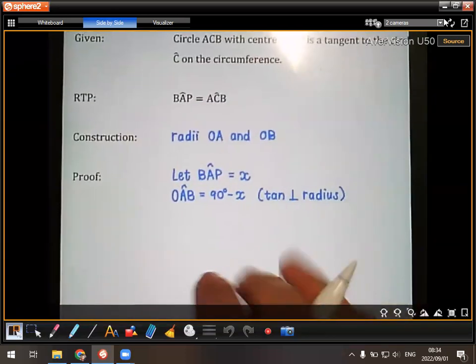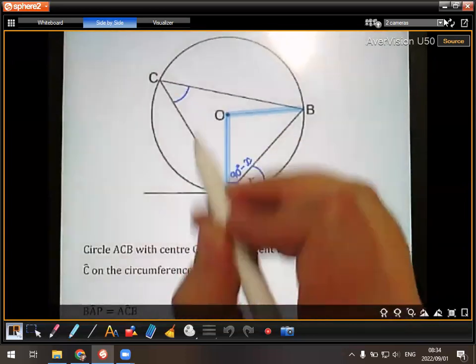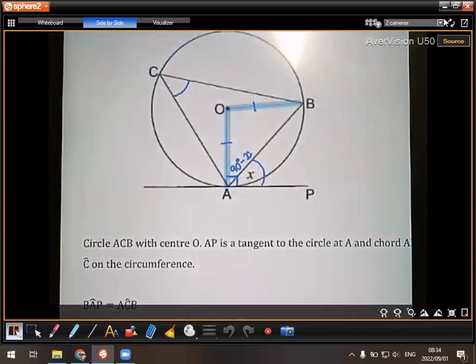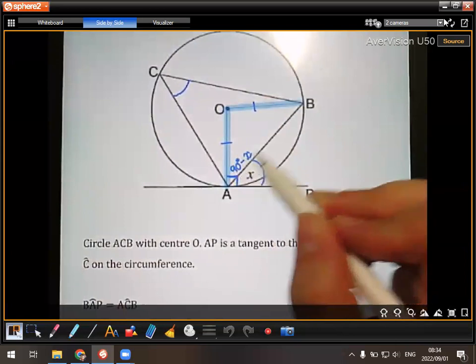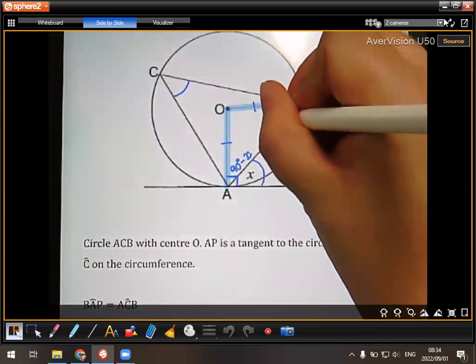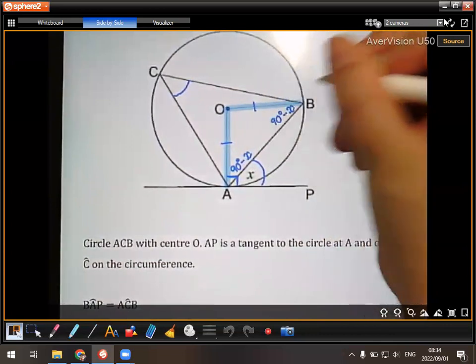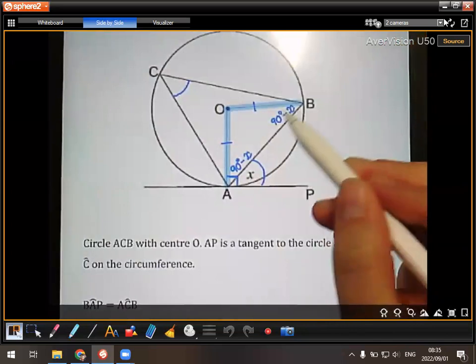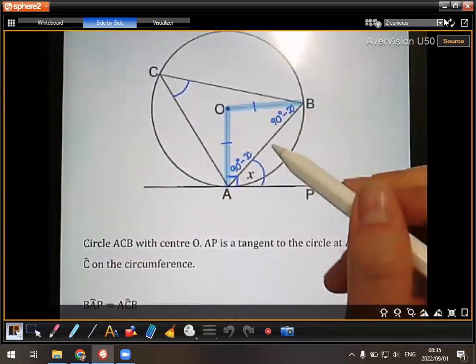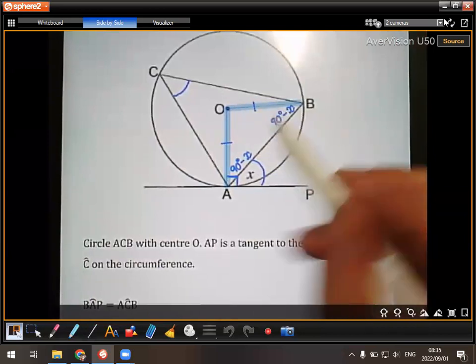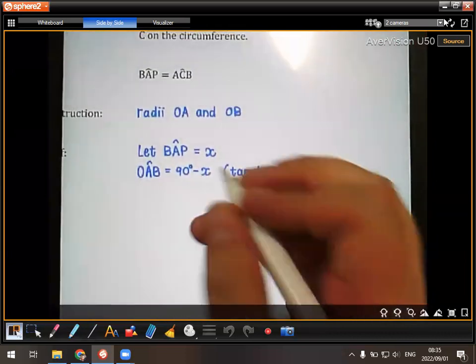And what type of triangle is this? Isosceles, right? Because we constructed these two radii and we know that radii are always equal. So if this angle is 90 minus x, then OBA is also going to be 90 minus x. That is our next step. OBA is 90 minus x. What's the reason for that going to be? Angles opposite equal sides and radii. I'm not doing 180 minus. Okay, so we're just going to say angles opposite equal sides and radii. So OBA.